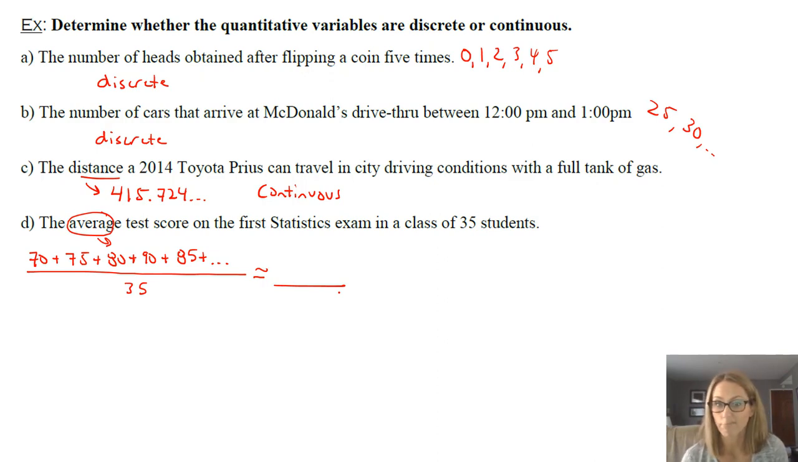So because of that, we would call this continuous, because it could be a number that goes on forever, right? Because you're dividing by 35, you could get anything. And so that's an example of one that might be a little trickier. Focus, especially now, on the first ones there, and then spend some time maybe thinking about D and why it is continuous.